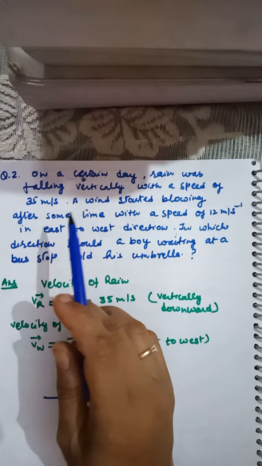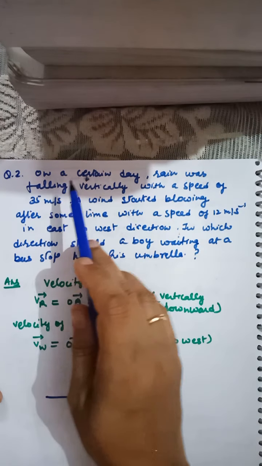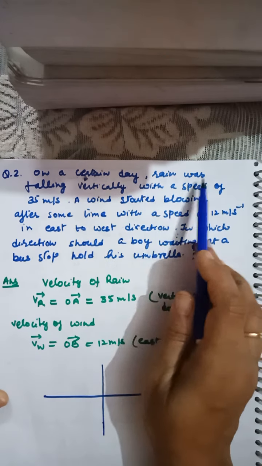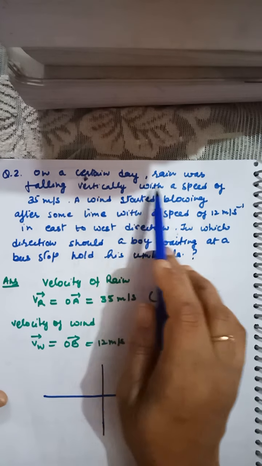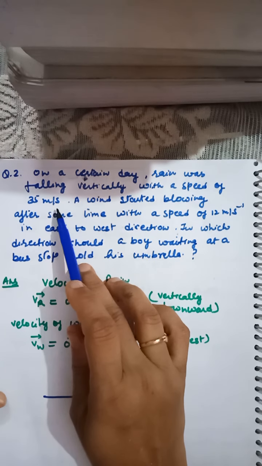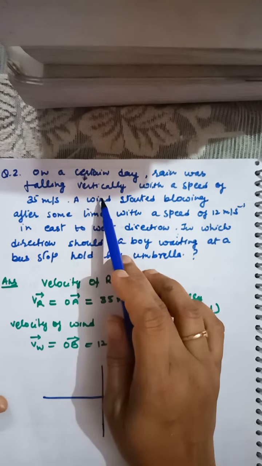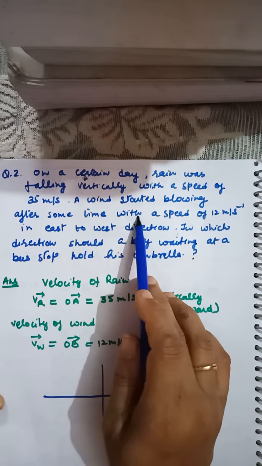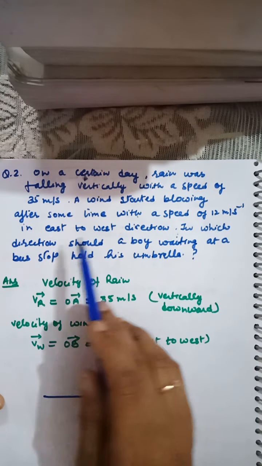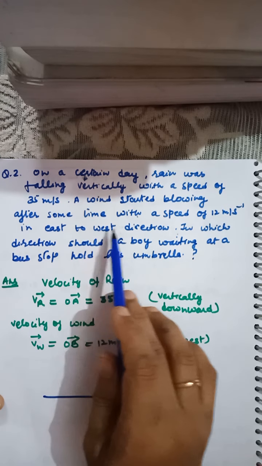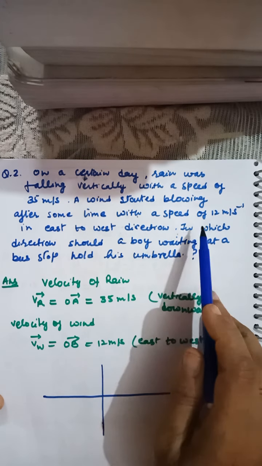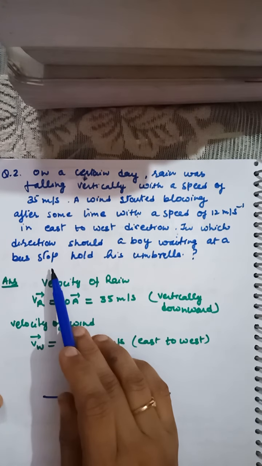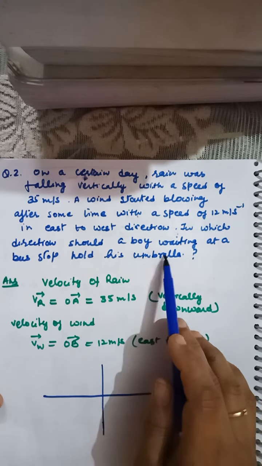Student, this is another question based on the relative velocity in a plane. The question is that on a certain day, rain was falling vertically with a speed of 35 meter per second. A wind started blowing after some time with a speed of 12 meter per second in east to west direction. So in which direction should a boy waiting at a bus stop hold his umbrella?